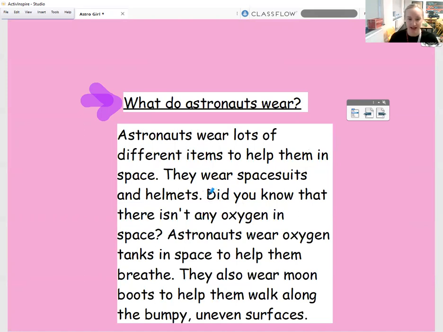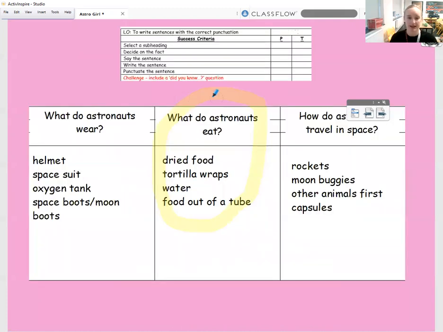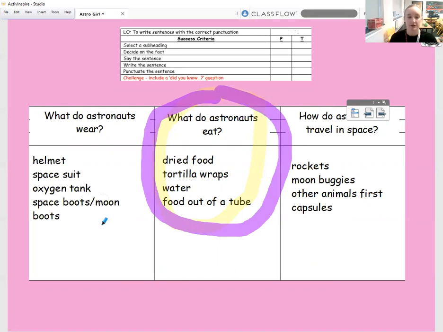And can you remember yesterday, my challenge was to include a did you know question. And I made sure that I got that one in because I wanted to see how you would do at home with it. So today we're going to be writing the next section of our fact file. All right, so we've already done the first one, and today we're going to do the second one. So my second section is going to be about what astronauts eat.